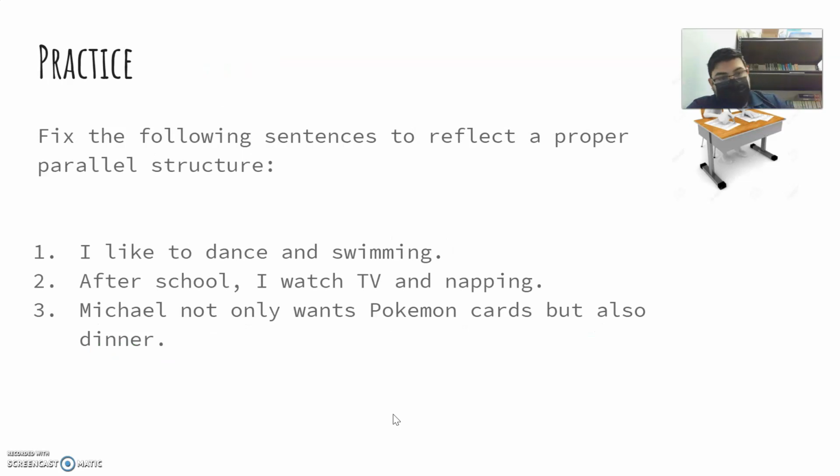So let's try some practice. I want you to fix the following sentences to reflect the proper parallel structure. Go ahead and rewatch what you need to, but we've got to fix these sentences up. They're not looking great. Number one: I like to dance and swimming. Number two: After school, I watch TV and napping. Number three: Michael not only wants Pokemon cards, but also dinner.